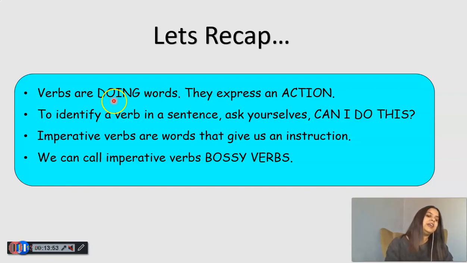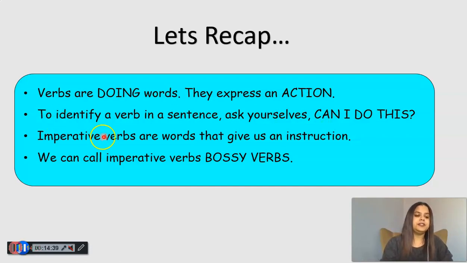To identify a verb in a sentence, we ask ourselves, can I do this? If the answer is yes, then we know that it is a verb. So can I jump? Yes, I can jump. Can I stretch? Yes, I can stretch. So therefore, it is a verb. Can I talk? Yes, I can. So it is a verb. We ask ourselves that when we are also trying to identify a verb in a sentence. Remember, grade 5s, when your teacher gives you an assessment and they say, please underline the verbs in the following sentence, this is a very good way to find out if your answer is correct.